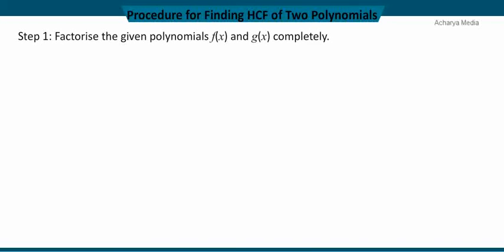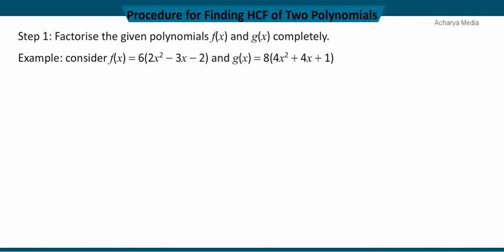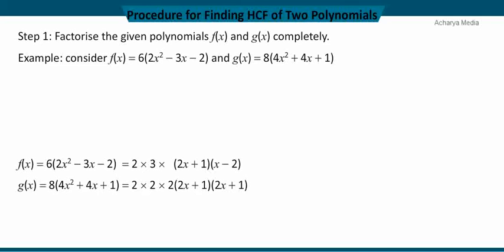Step 1. Factorize the given polynomials f of x and g of x completely. For example, let us consider f of x is equal to 6 into 2x square minus 3x minus 2 and g of x is equal to 8 into 4x square plus 4x plus 1. Factorize f of x and g of x.